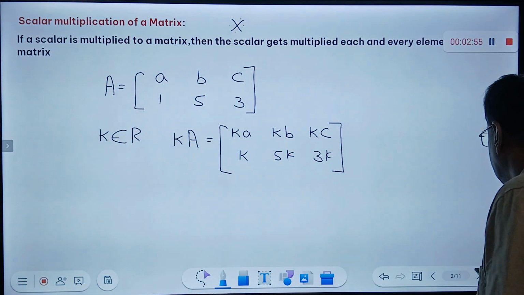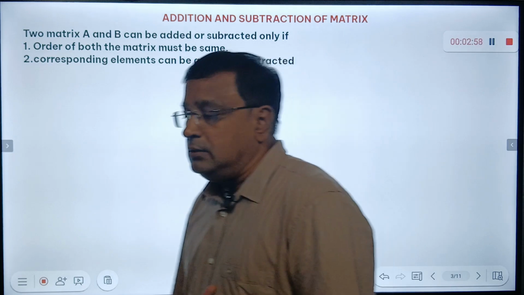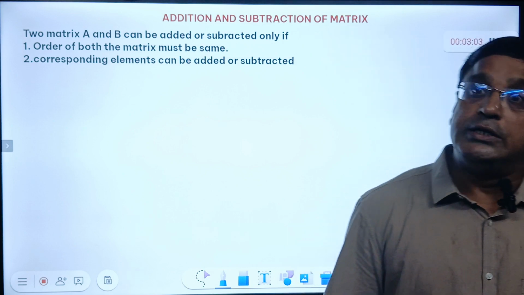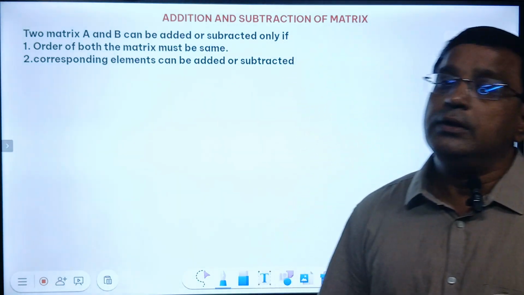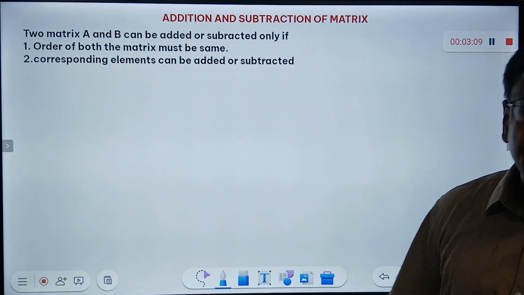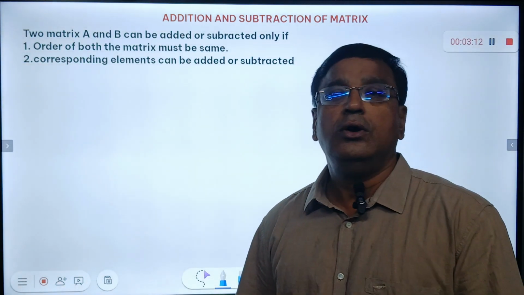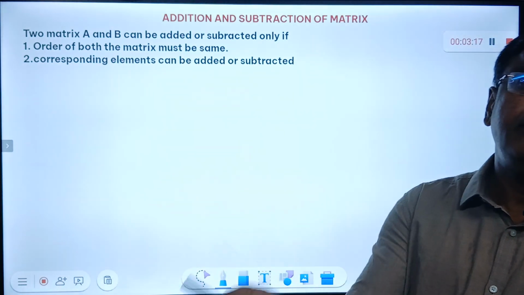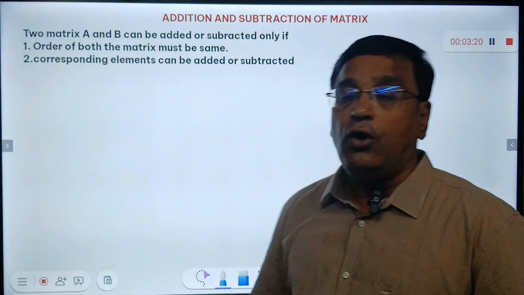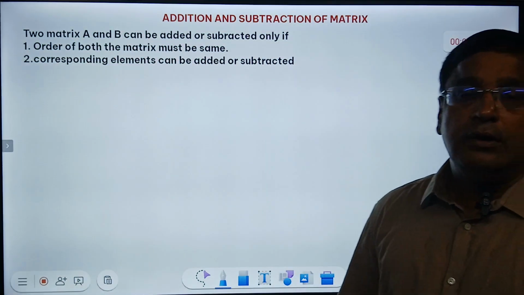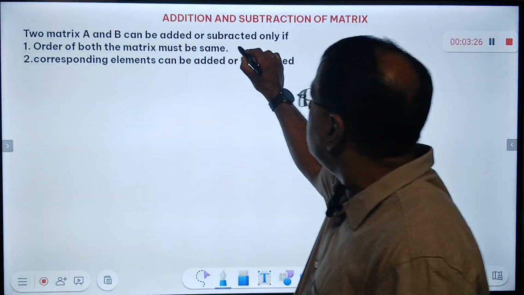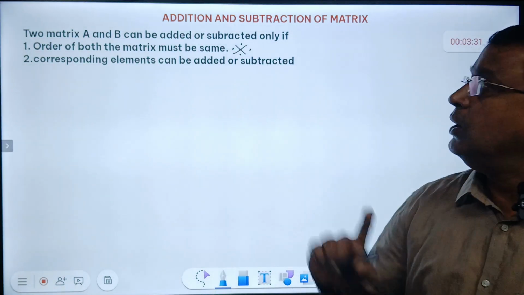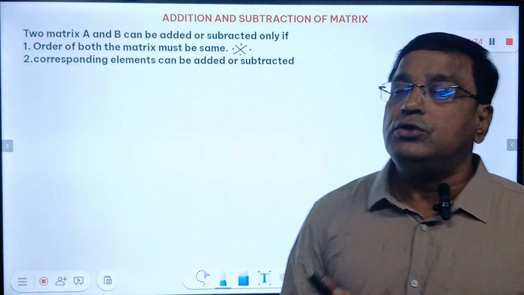Okay, so with that introduction, we'll go to addition. In real numbers I can add any two numbers, but is it possible to add any two matrix? The answer is definitely no. You cannot add any two matrix. Addition and subtraction are more or less the same; the only thing is when you add a negative number, it becomes subtraction. So when you want to add or subtract two matrix, it has to satisfy the most important condition. The condition here is that the order of both the matrix should be the same. If it is matrix A and matrix B, both should be of the same order.